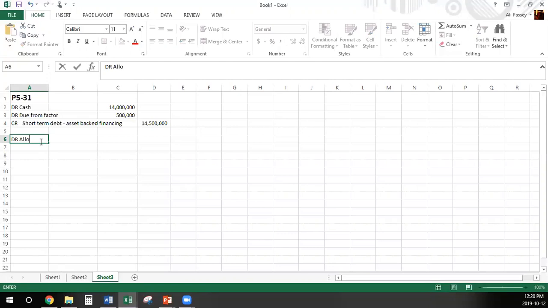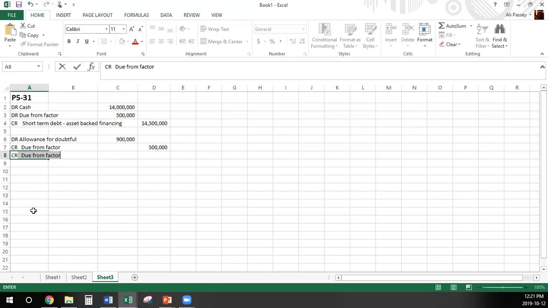So in this case, this is assuming that they set up this amount in allowance for doubtful accounts previously. So the amount would be removed from allowance for doubtful accounts now. And since they owe that money to the factor, they would first wipe out the due from factor receivable balance of 500,000 that they previously set up, which they had set up here in the first because they're not actually going to receive that money from the factor.